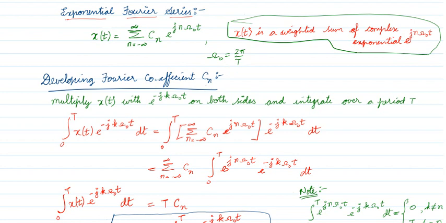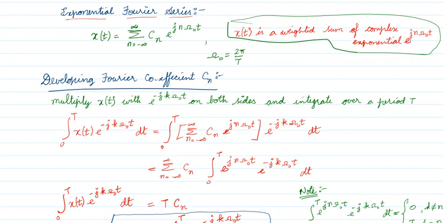Now we will be finding out what Cn is. Our objective is to determine Cn, then put the Cn in this expression, thereby we will find the exponential Fourier series. To find Cn, we multiply x of t with e power j k omega naught t on both sides and integrate over a period T. So I am integrating over a period T, x of t multiplied with e power j k omega naught t, with respect to dt, is equal to, on this side I am doing the same, integrating and multiplying with e power minus j k omega naught t.